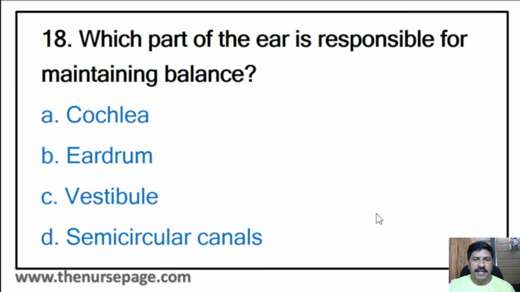Which part of the ear is responsible for maintaining balance? Cochlea, eardrum, vestibule, semicircular canal. Correct answer is that balance is maintained by the semicircular canals in the ear.